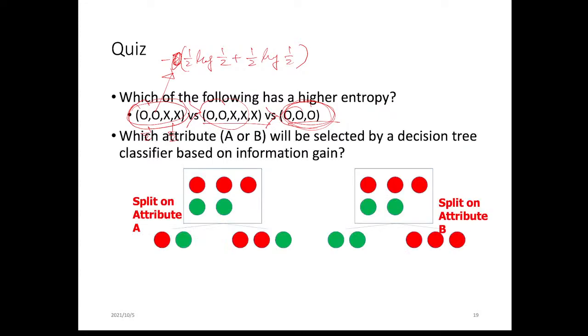If you have two ways to group the 3 reds and 2 greens into 2 groups, based on the information gain we just introduced, then the decision tree algorithm will choose to split based on attribute A or attribute B. The answer is very obvious. It should be B, right? Because it gives us the purest result.